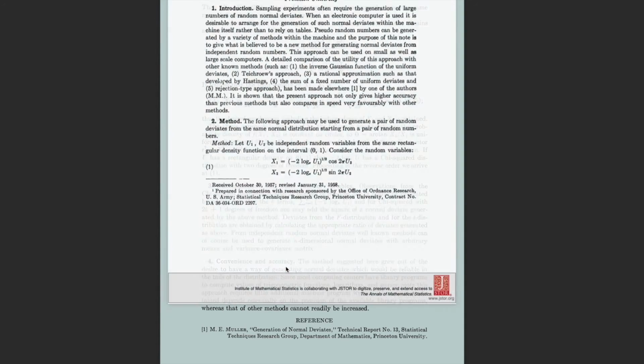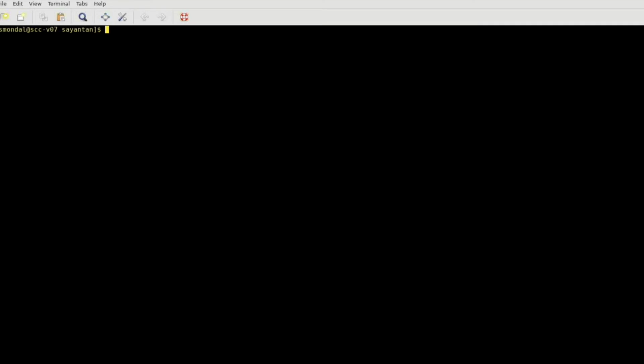And they have given a proof, a justification. You can look up this paper. It's available as an open access paper, so you don't need any credentials to open it. It's just a 2-page paper, so it's a very simple way to generate a random distribution, and we are going to use this formula. So let's get started.